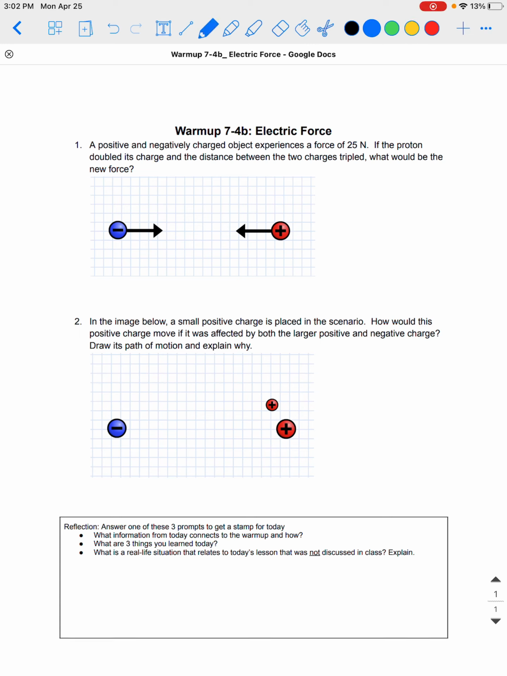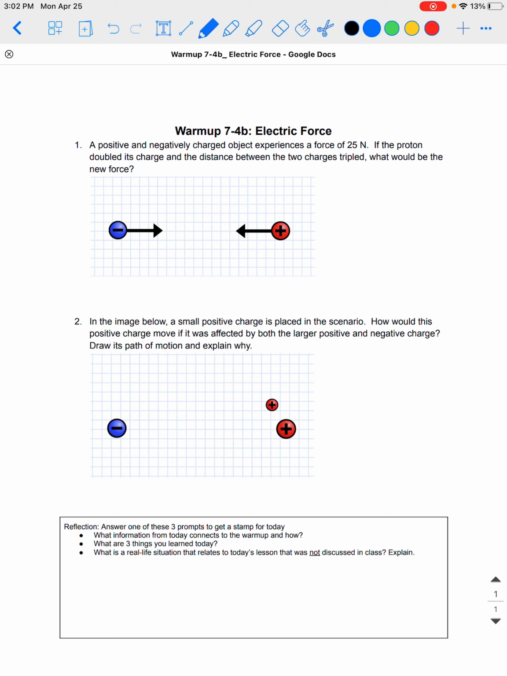Hi physics students, so we are going to go over warm-up 7-4B, which is a review of what we covered in our Coulomb's Law lab and the homework on the concept builder, as well as an introduction to electric fields.